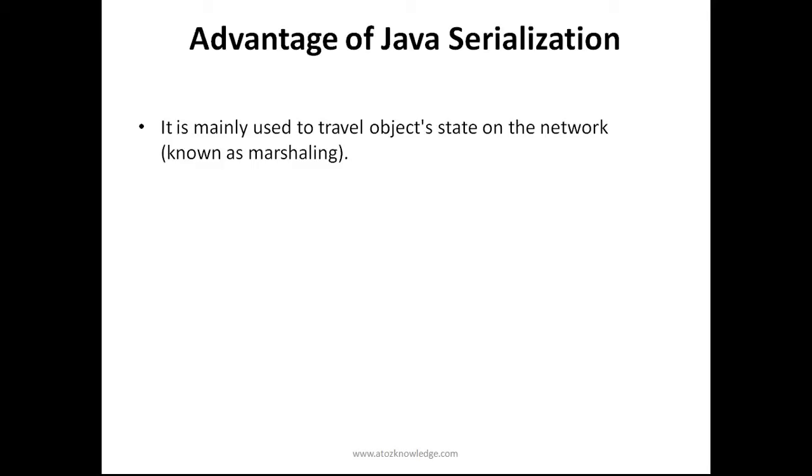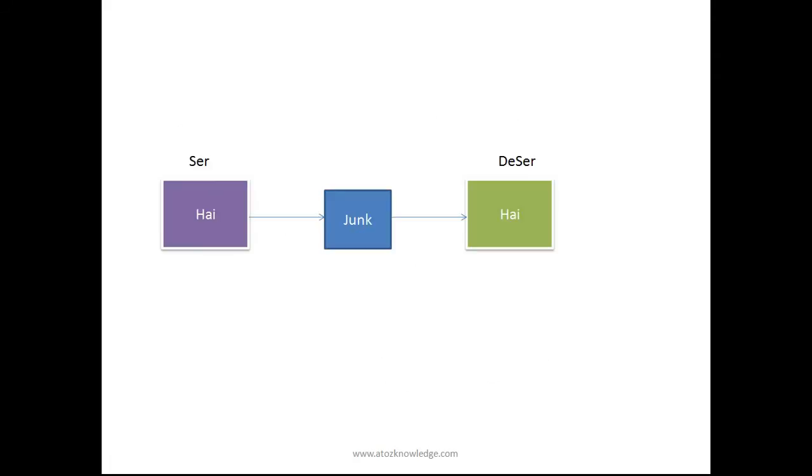Say I'm sending a text "hi" and I do serialization, it gets converted to some junk format, a byte stream of zeros and ones. So I use this in a network to transfer my data in a very secure and fast manner. On the receiver side, they have to run deserialization code to get the actual content "hi".